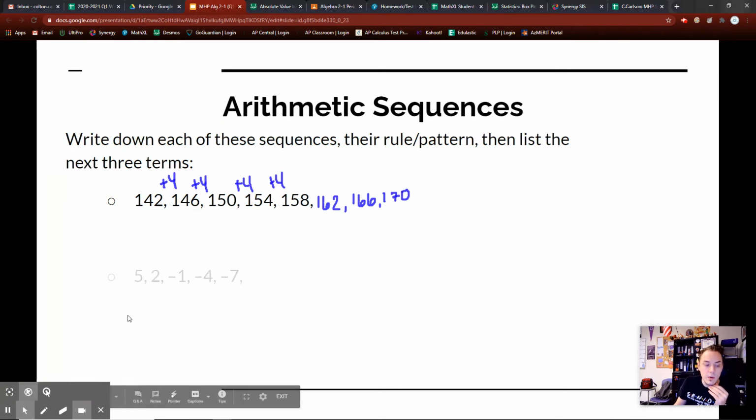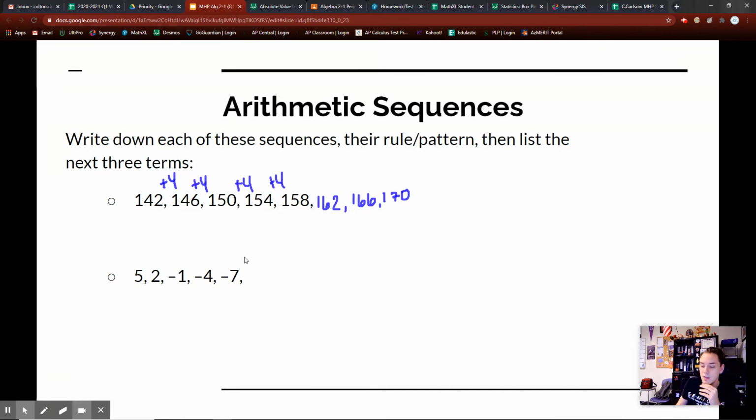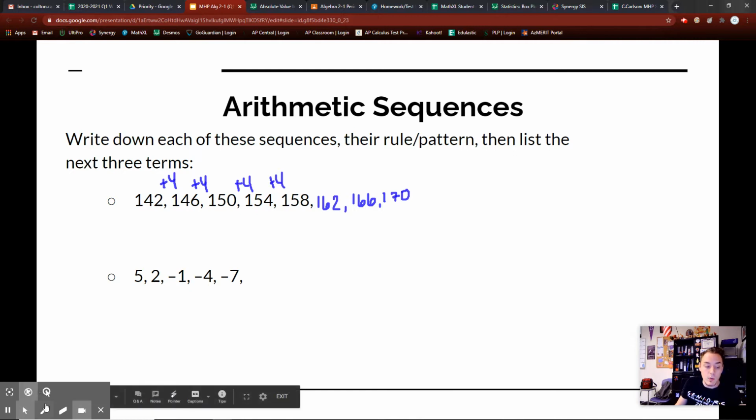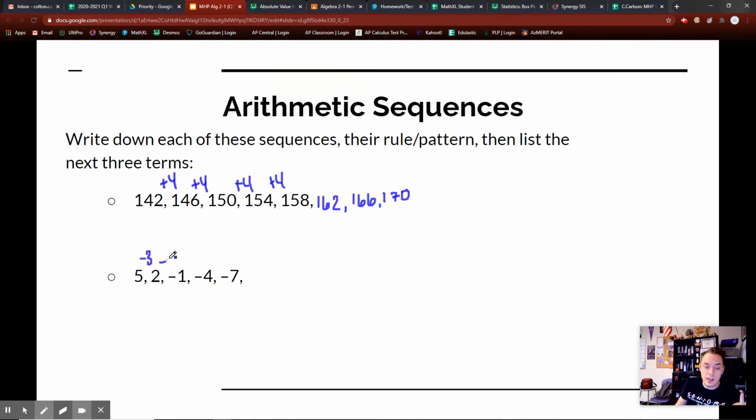All right, what about this one? 5, 2, negative 1, negative 4, negative 7. What's the pattern? Hopefully we can get it. You should say minus 3, minus 3, minus 3, and then minus 3. So minus 3 on each gives me the next term. So what if I do minus 3 here? I get negative 10. Another minus 3 gives me negative 13. Another minus 3 gives me negative 16. Those are the next 3 terms.